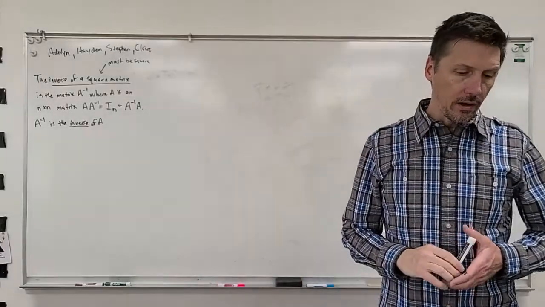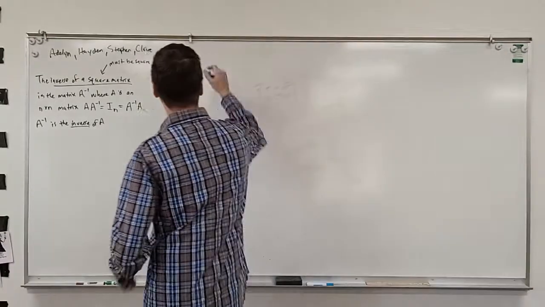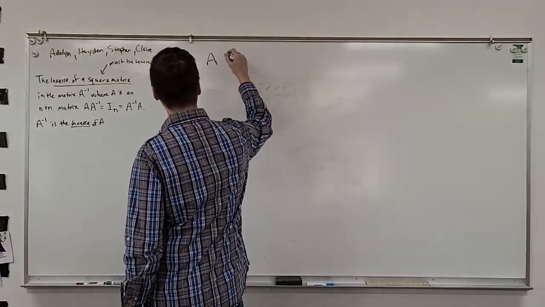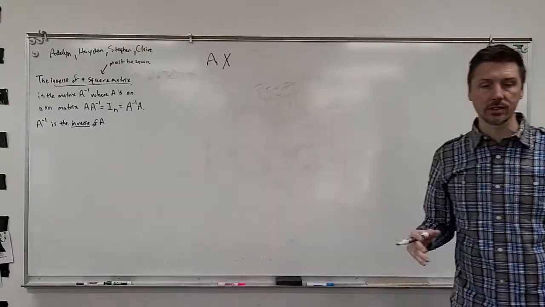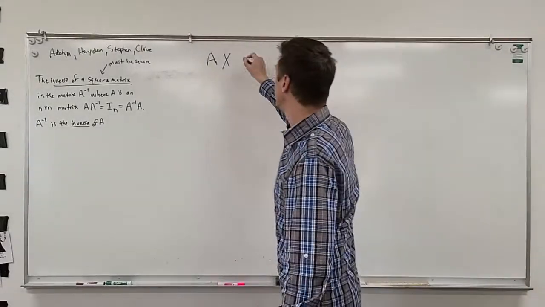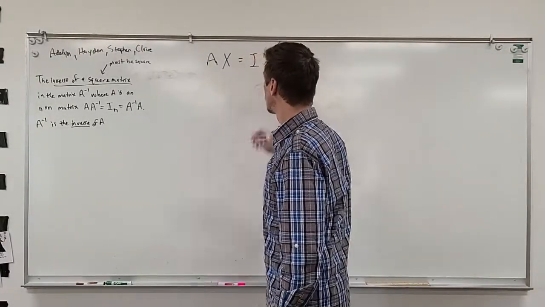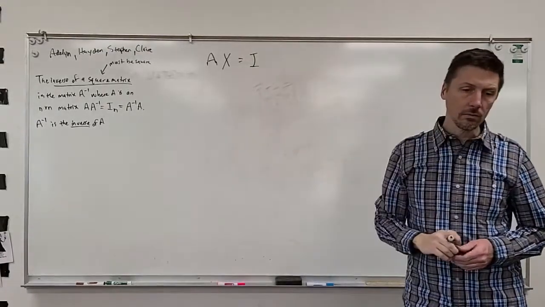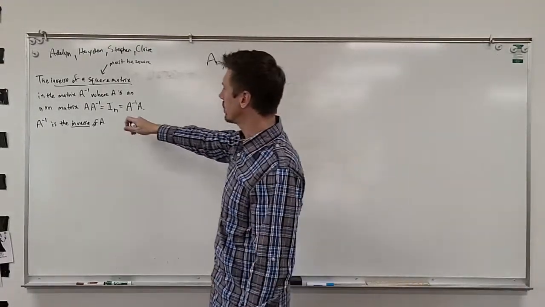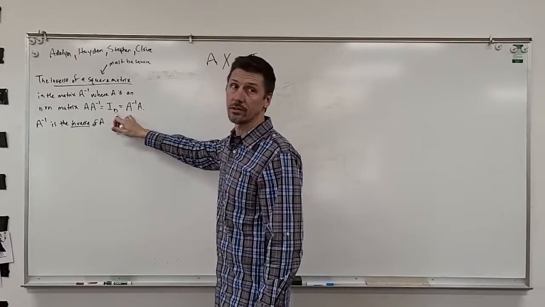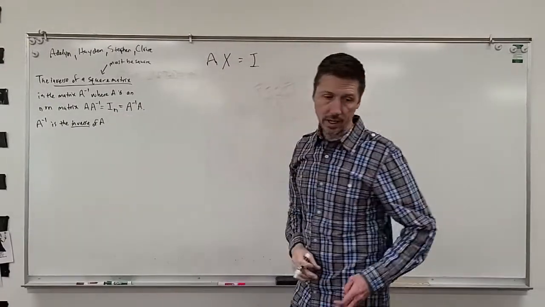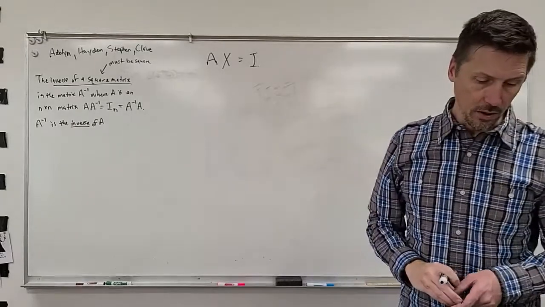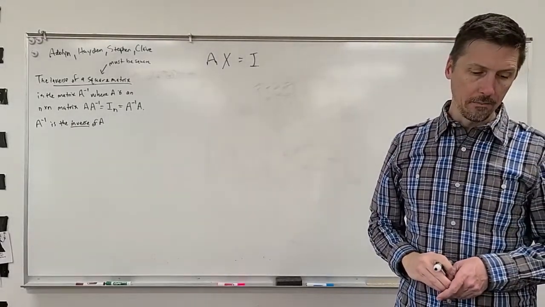If I'm trying to find the inverse of A, then it's what matrix can I multiply A by, so we're just going to say some matrix X, so that I get the identity matrix. Sometimes you'll see the identity matrix written with a subscript that identifies the size of the identity matrix, but sometimes you'll just see it as I. So either of those are acceptable.